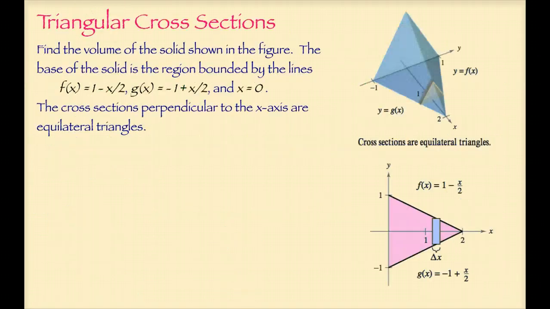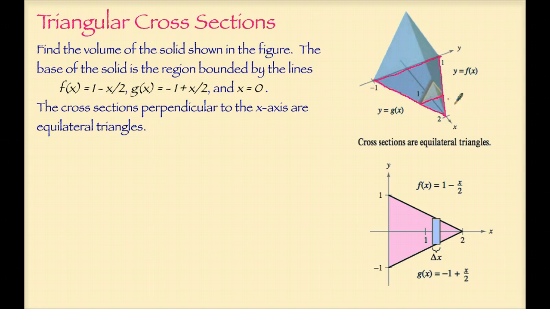Find the volume of the solid shown in the figure. The base of the solid is the region bounded by the lines f of x equals 1 minus x over 2, g of x equals negative 1 plus x over 2, and x equals 0, which is the y-axis. The cross-sections perpendicular to the x-axis are equilateral triangles.